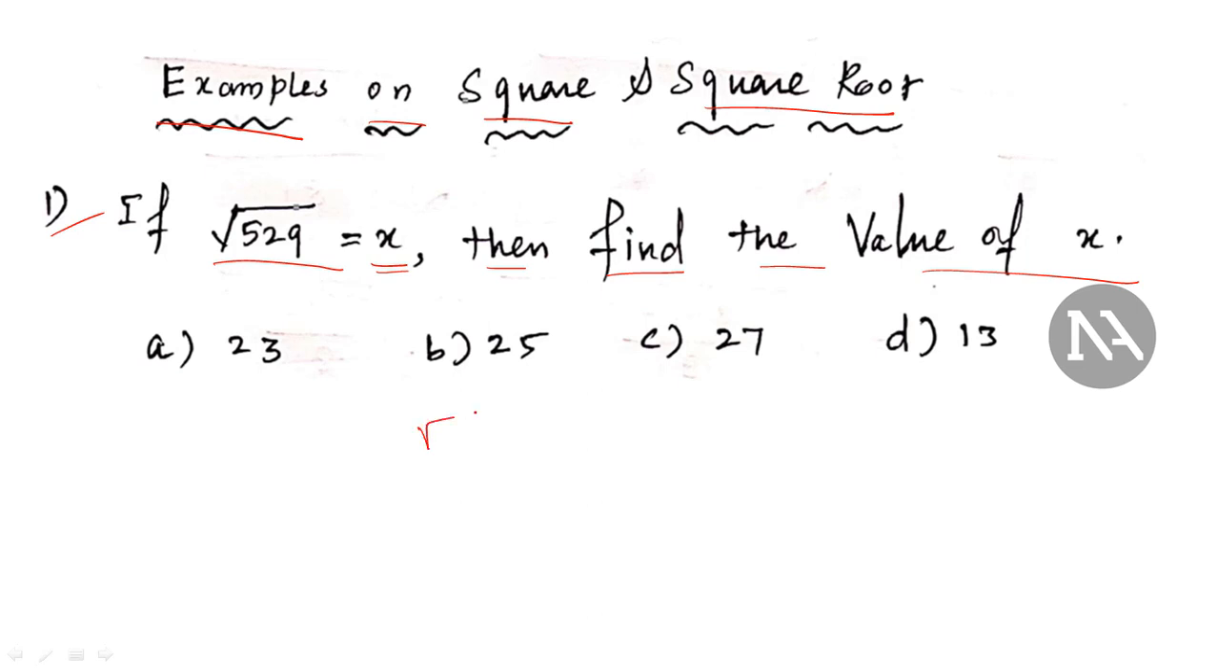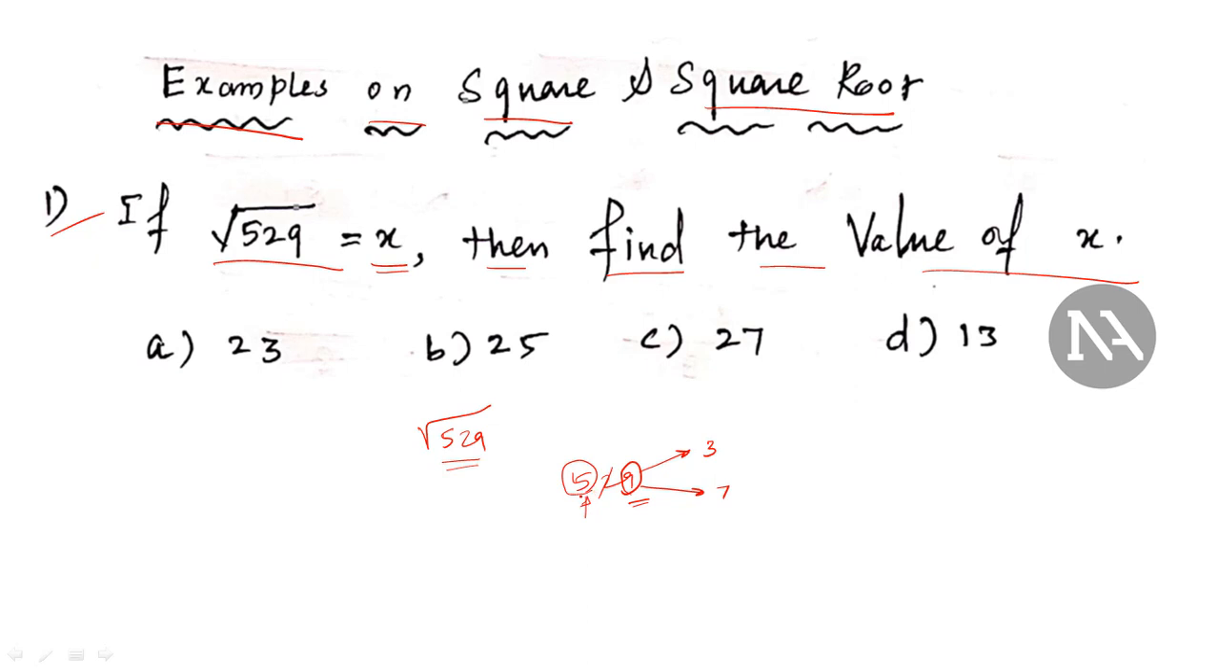This is root 529. We have to find the square root value of this number. So consider the last digit. This ends with 9, so this number should be the square of a number which ends with 3 or 7, right? Then we have to leave the next digit. Then we have to consider the first digit. Here 5 is the number.